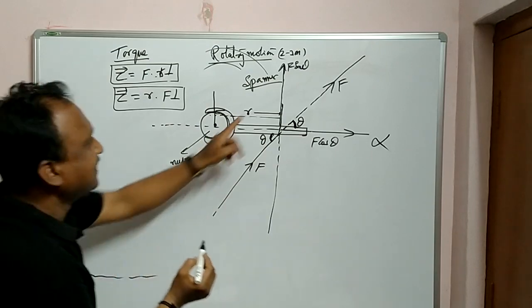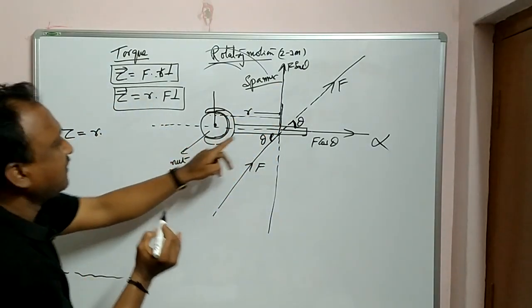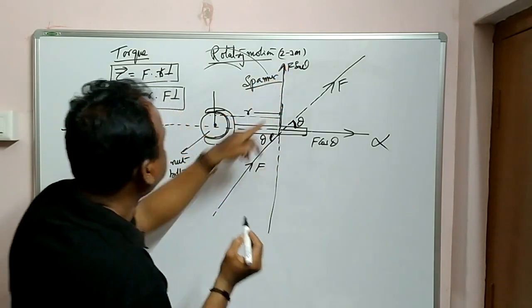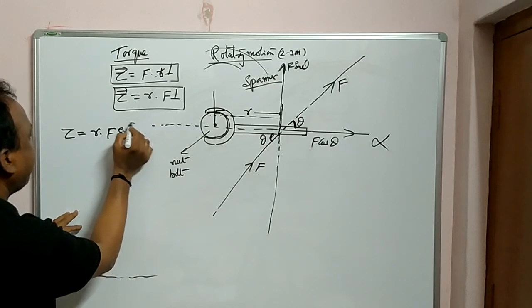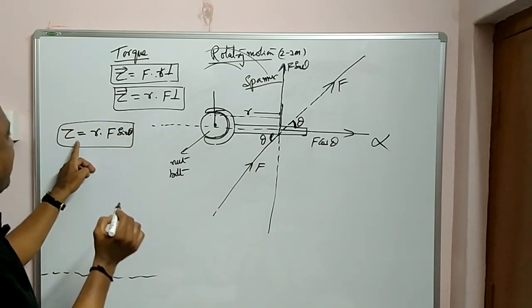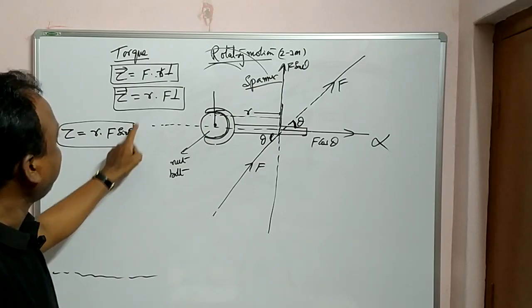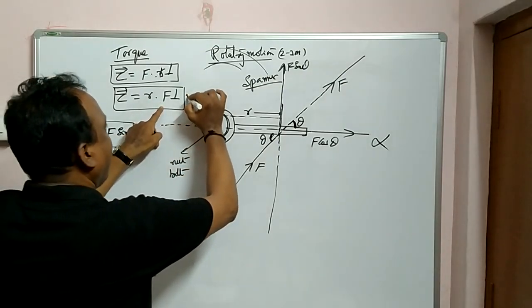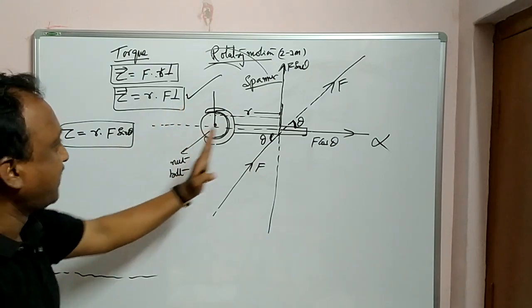So in this case, the torque is given by, see, this is displacement R into, which is the perpendicular force here? F sin theta. Clear? So this is the formula. One formula. Torque ela rayochu, R into F perpendicular. This one. R into F perpendicular. Clear? R into F perpendicular.